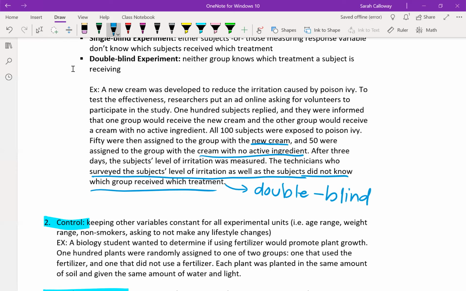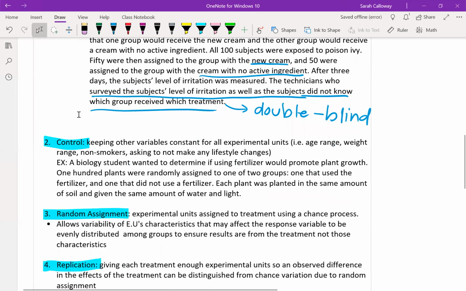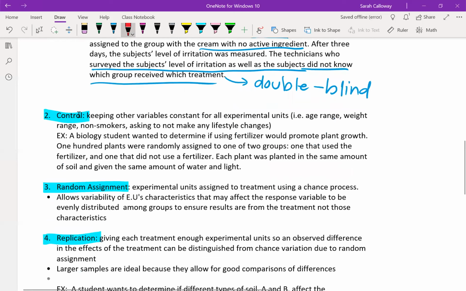So the next characteristic is control. So it's not a control group, though we're talking about the same word. Control means, in this case, keeping other variables constant for all experimental units. For example, you would want to make sure that the people that you are studying are within the same age range, maybe within the same weight range, that they're all non-smokers. You would ask them not to make any other lifestyle changes during the time that they're doing the study, because those things are factors that could factor into whatever you're studying.